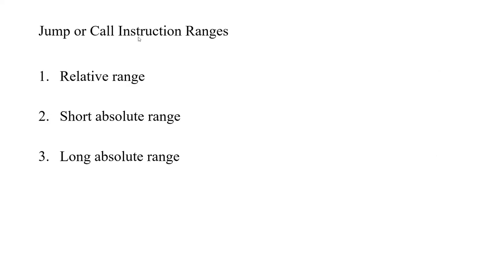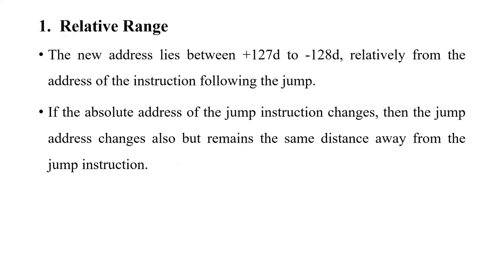If you see the jump or call instruction ranges, what we have are the relative range, the short absolute range, and the third one, the long absolute range. We'll understand what these ranges are. What is the relative range? Here, the new address lies between plus 127D to minus 128D relative to the address of the instruction following the jump.